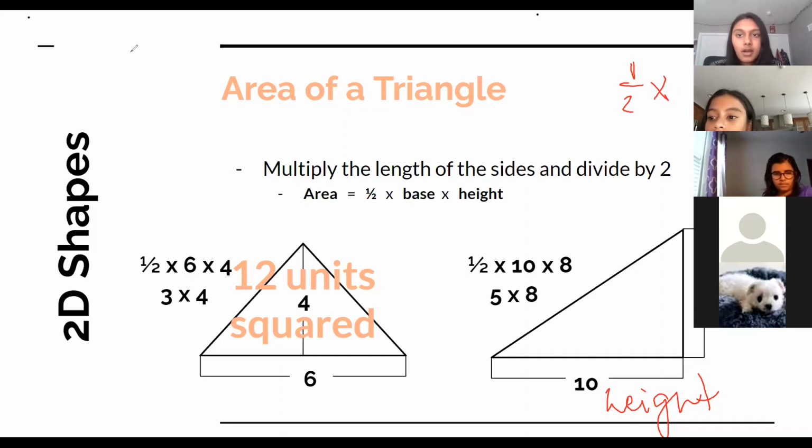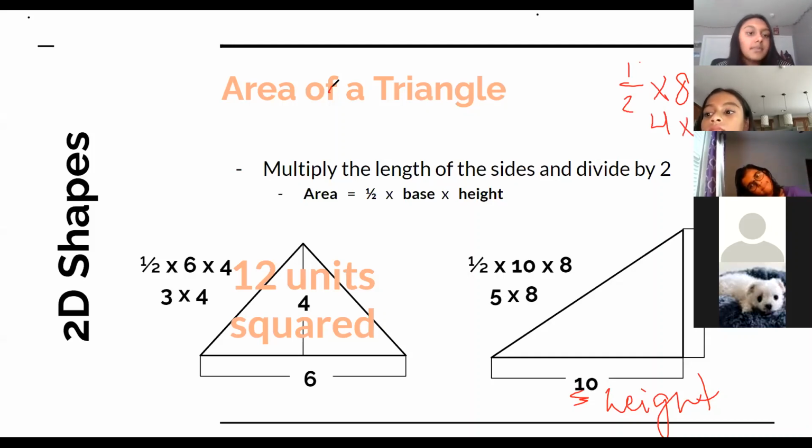Okay. So 1/2 times the base. So if 8 was your base, we do 1/2 times 8, and then times the height. So your 10 is your height, right? So that would be times 10. So now let's do this. 1/2 times 8, so 8 divided by 2 is 4. You're right. So then we carry down this 10, so 4 times 10. And 4 times 10 is 40. So we would get the same thing.